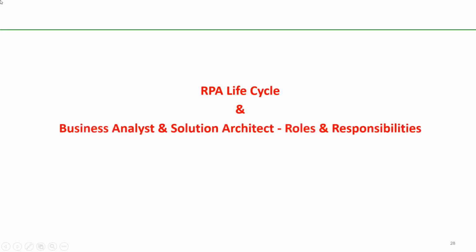At a high level, what is the RPA life cycle? What are the different roles and responsibilities? As a solution architect or business analyst, where do you have to be involved? Does your role end during the study after discovery and solution design, or does it continue? All those things we are going to discuss in the RPA life cycle at a high level.